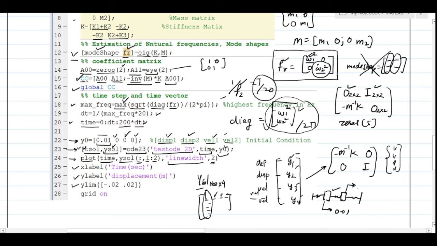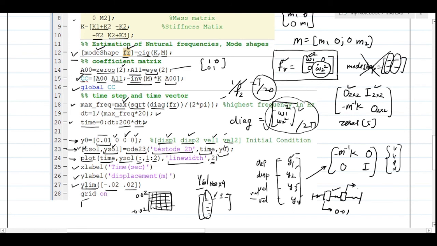Line 27, again a new command. Here I am trying to limit the Y limit of the graph. If I write Y limit like this, my plot will have maximum values of 0.02 and minus 0.02. Sometimes it is required to visualize your output in a particular fashion. Line 28 indicates that I want to turn on the grid of my plot. So this is just for your information. Otherwise, you can simply stop writing after line 24. At line 24, you will be able to see the response of your system.